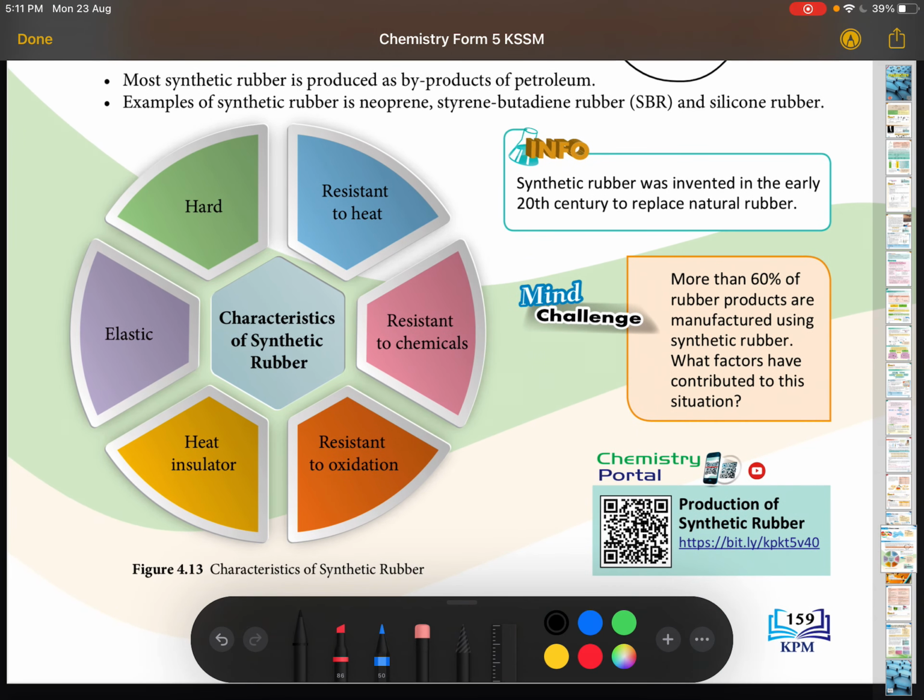Okay, what are the uses? SBR is your tire rubber. You know how your tire has this black rubber? That is SBR. We use SBR because SBR is very resistant to heat. When you drive, the tires keep rolling, and they have friction with the ground, so they get hotter and hotter. But SBR is resistant to high heat, which is why it takes a while for it to wear out. And then there's also other stuff like thiokol, nitrile rubber, silicon rubber, and neoprene. Just read it yourself.